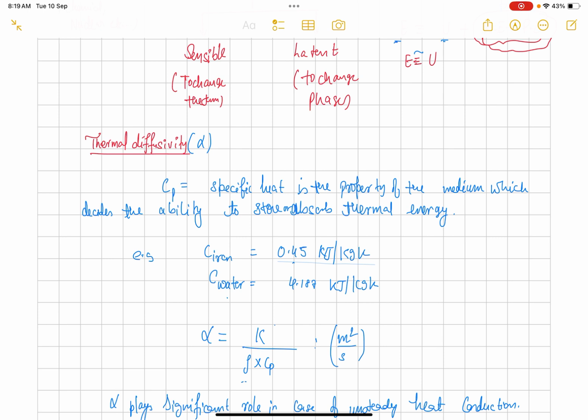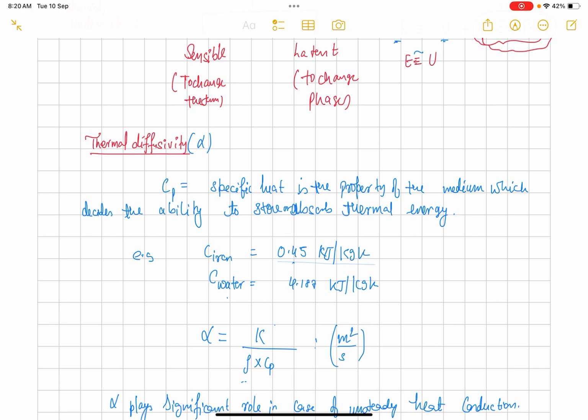So specific heat is the property of the medium which decides its ability to store or absorb thermal energy. For example, here we can see that the specific heat of iron is 0.45 and the specific heat of water is 4.187. The specific heat of water is almost 10 times that of iron. It means that water can absorb 10 times more energy as compared to iron for the same mass and same temperature difference. In other words, when iron changes temperature by 10 degrees Celsius, water will change its temperature only by 1 degree Celsius, because less heat is required to change the temperature of iron, as it has less specific heat.